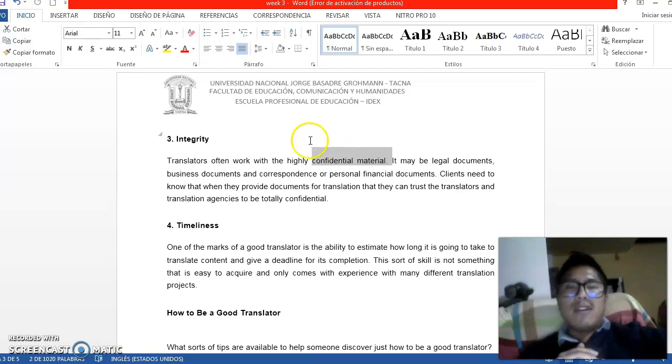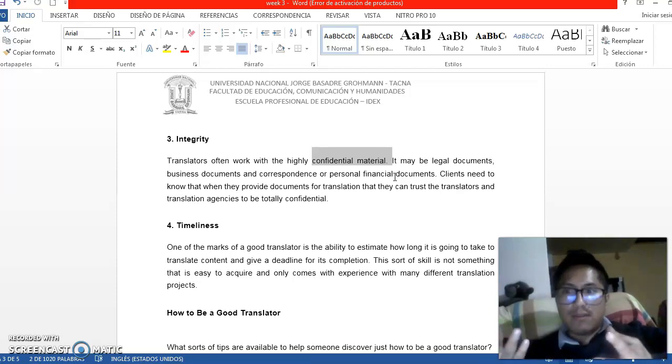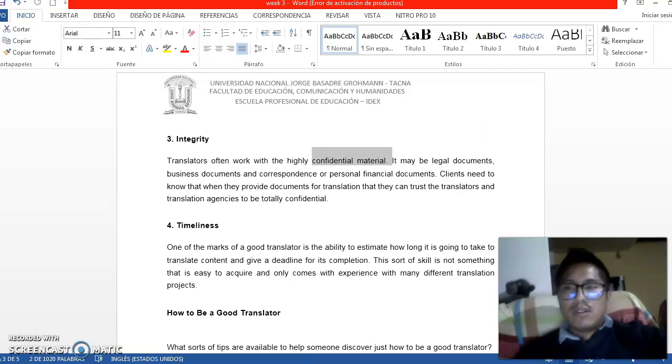Of course, integrity. Be honest with your job. If someone tells you, please translate this, do it by yourself, with your knowledge, with your hands and typing. But do not translate from Google Translator and later send it. No, don't do it, please.